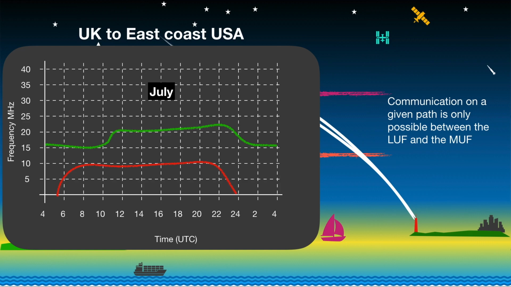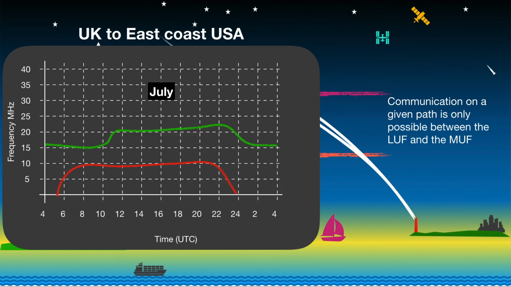And it's up towards the green trace that we should ideally be selecting. Of course, we're limited to the bands that we're in, but that would be the ideal case. So communication on a given path is only possible between the LUF and the MUF.